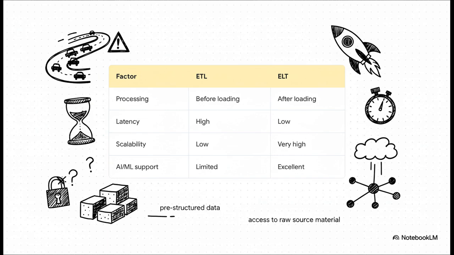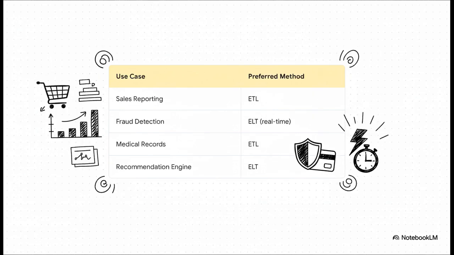And then look at AI support. AI models want raw, messy data to find hidden patterns. ELT delivers exactly that, while ETL tends to filter it all out. Let's make this even more concrete. For something like standard retail sales reporting, where you just need reliable, structured reports every single night, ETL is a perfect fit. But for a bank that needs to detect fraud the instant it's happening, you absolutely need the low latency and real-time power of ELT. It's really about the right tool for the job.